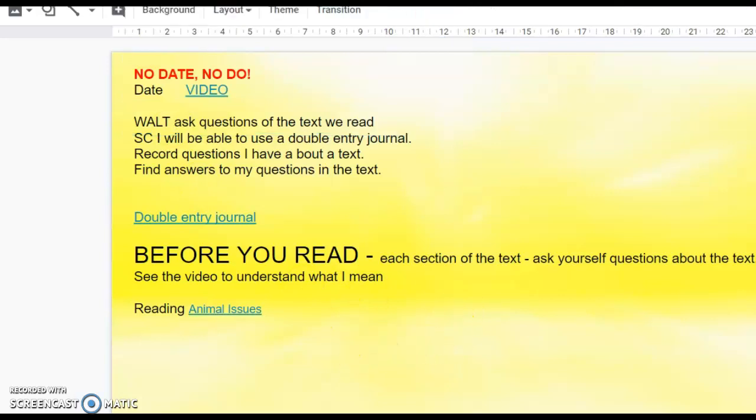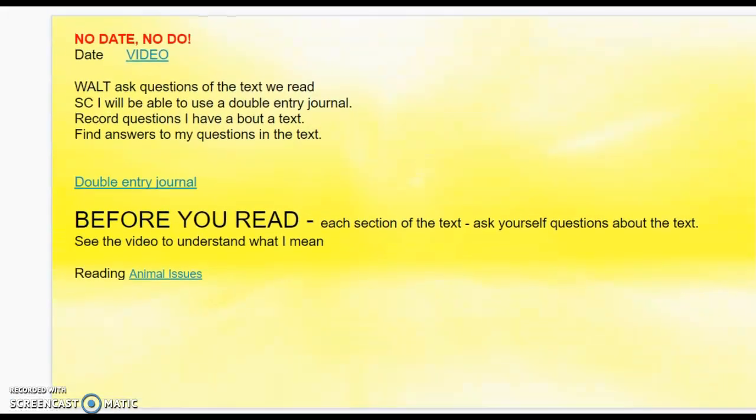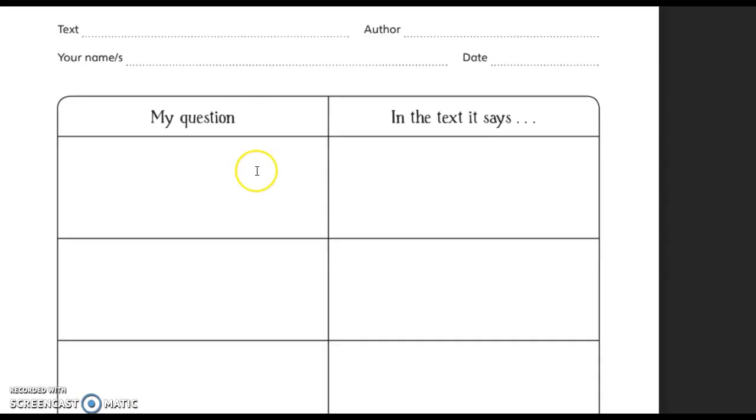So you would go to your double entry journal and you write a question like, let me think, maybe what is the issue? What is the issue with animals? Maybe another question, has this got something to do with using animal furs, killing animals to use their furs? Once you've decided on your questions, you go ahead and you read the text, and as you read, you will find the answers. If you get to the end of the text and you haven't found the answer, maybe just go back and have another wee read.